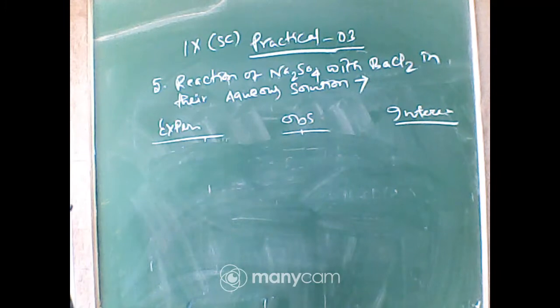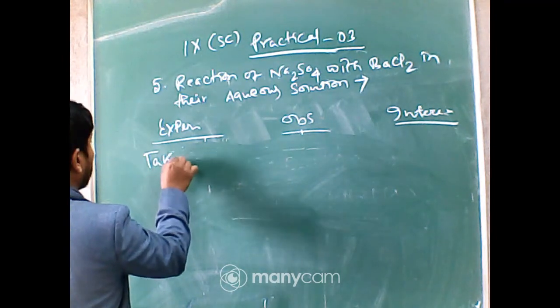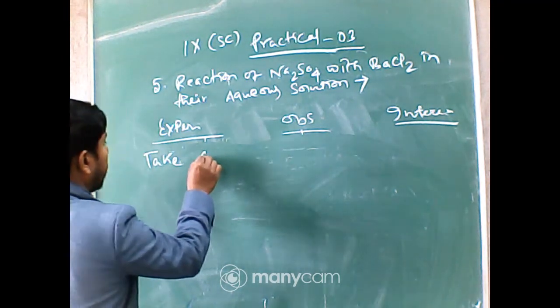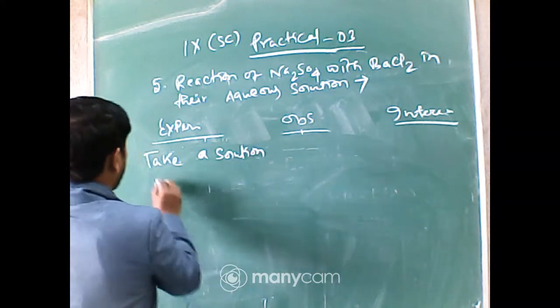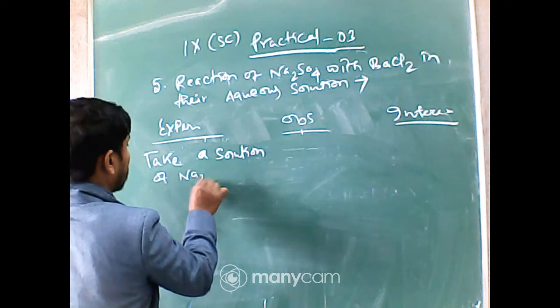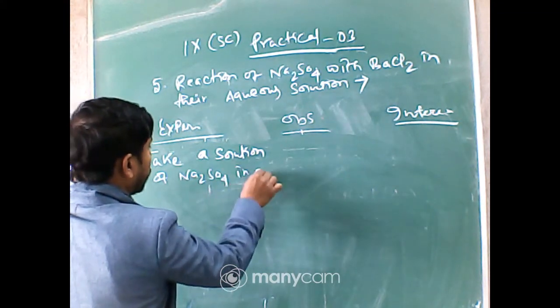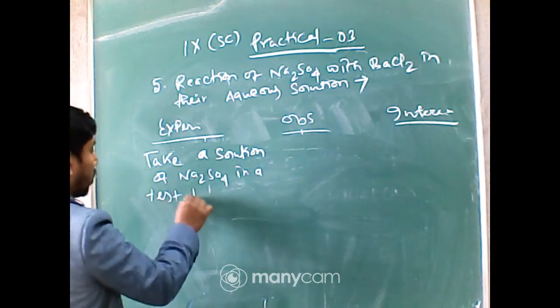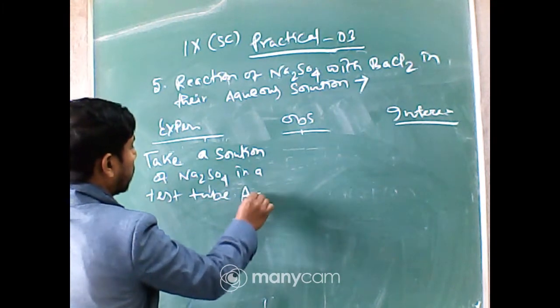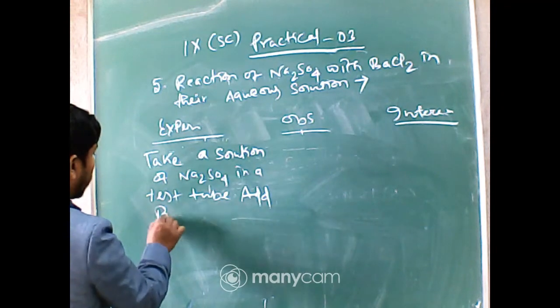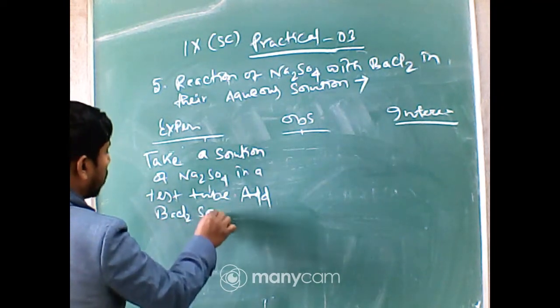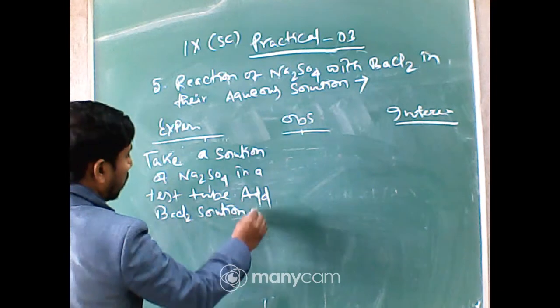So in the experiment you will write: take a solution of sodium sulfate in a test tube, add barium chloride solution in it.